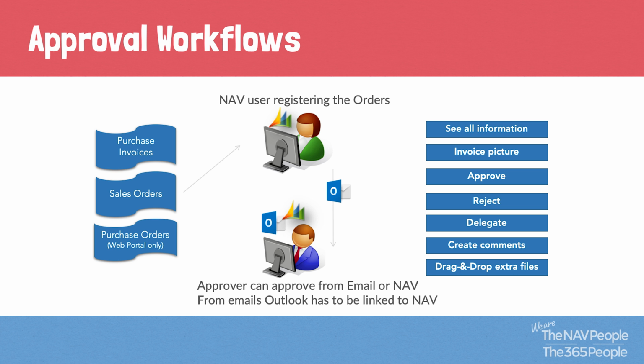That's one of the things that we enhance with our enhanced module. It is, I will say, better because you don't have to consume licenses for approvers approving by email. We're going to cover that. So in a standard Continia, you can see on the web portal all the information of the invoice. You can see the picture of the invoice. You can approve, obviously. You can reject. You can delegate. You can create comments, and drag and drop extra files. All of this on the web portal, a web approval portal.